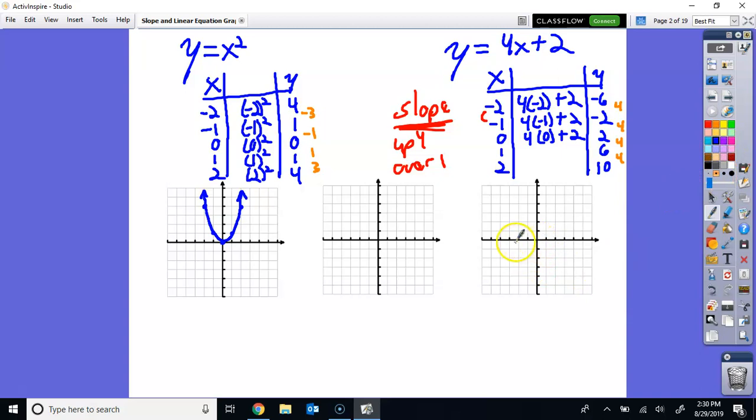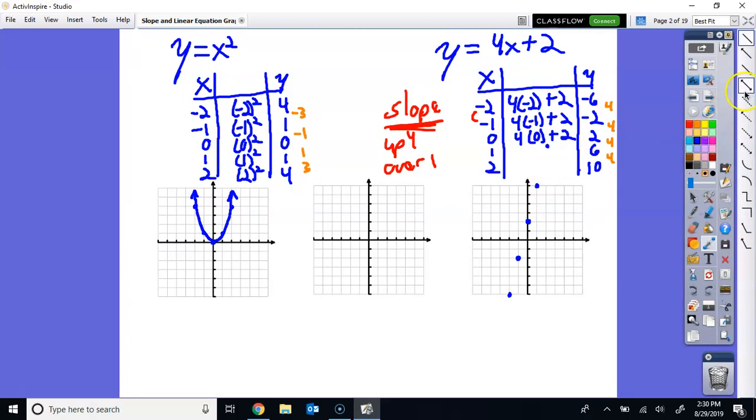So when you graph these points, -2, -6, -1, -2, 0, 2, 1, 6, and 2, 10, you should be able to now physically see, not just in the table, not just in the equation, which we're going to talk about in more detail, but the actual line itself.